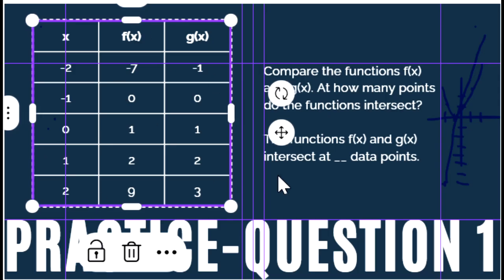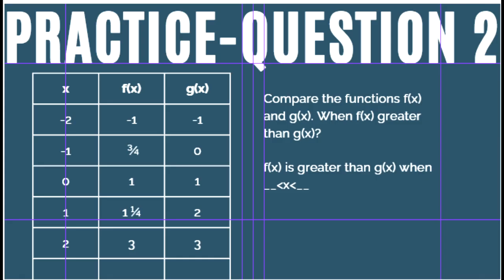So for this table, the functions intersect at 1 data point, or 3, depending on how you look at it, because it goes 1, 2, 3, that they all line up. You'll have to play around and see which one it accepts.